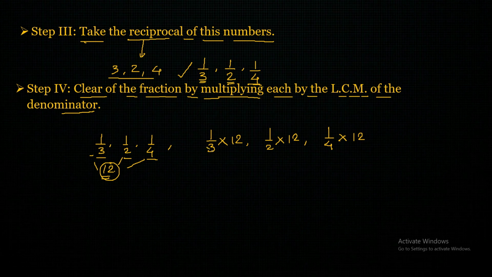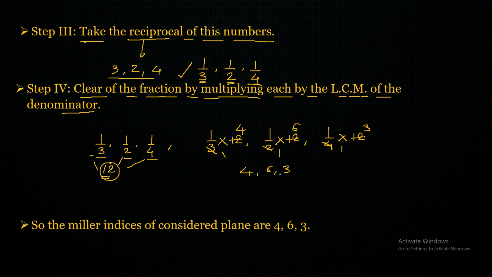तो क्या हो जाएगा? 3 1s are 3, 3 4s are 12, 2 1s are 2, 2 6s are 12 and 4 1s are 4, 4 3s are 12. Means we got 4, 6 and 3, right? And so the Miller indices of the considered plane are 4, 6, 3. It means these three numbers are our Miller indices.